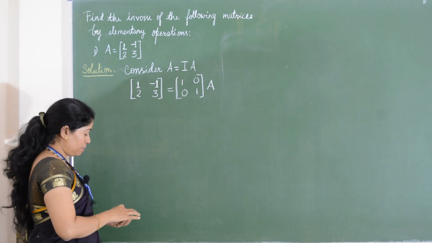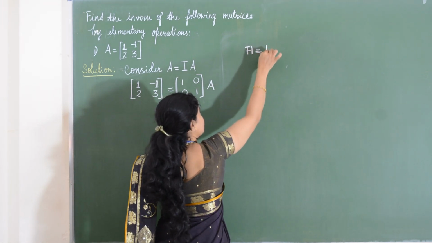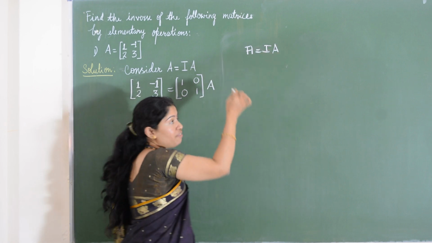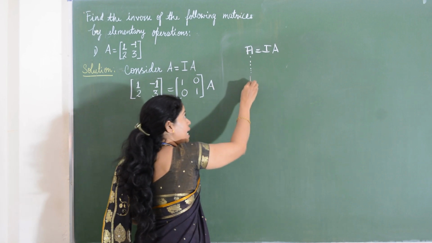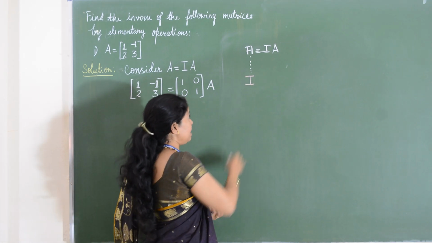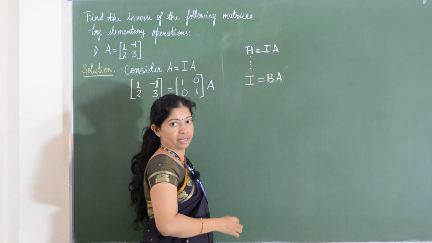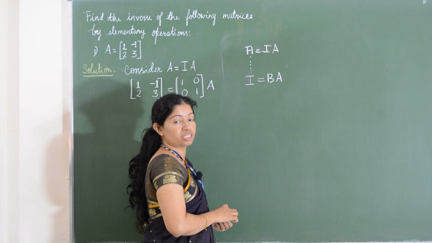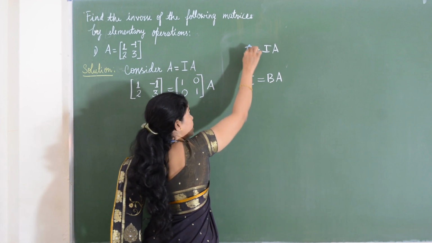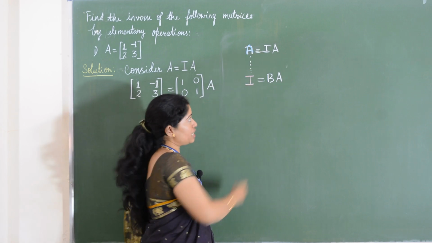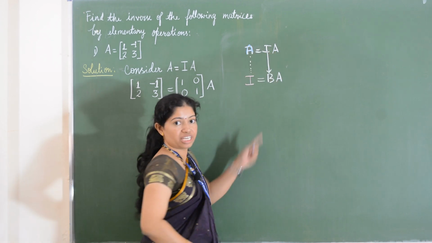Now our aim is to transpose this. We are having with us A is equal to IA. We need to transform this matrix A to identity matrix, so that finally we will have with us I is equal to B into A. We are doing what? Transformation of matrix by using elementary operations. So A will be transformed to identity matrix, and this identity matrix will get transformed to matrix B.